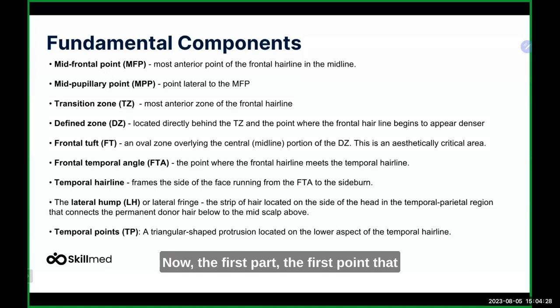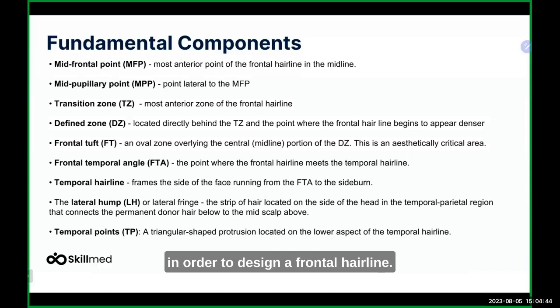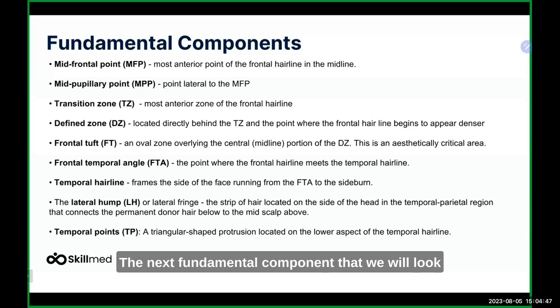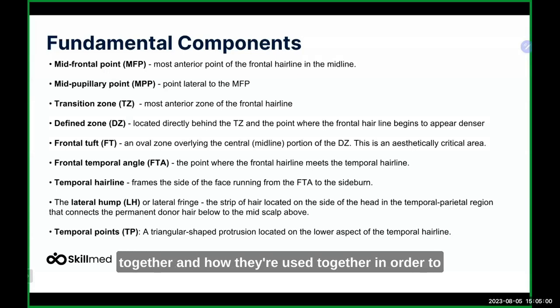The first point that we'll touch on is the mid-frontal point. This is the most anterior point of the frontal hairline within the midline, and it's arguably one of the most important features when using facial anatomy in order to design a frontal hairline. The next fundamental component that we will look at is the mid-pupillary point, which lies just lateral to the mid-frontal point. Again, I will go over in a little bit more detail how they are linked together and how they're used together in order to make an aesthetically pleasing and natural hairline.